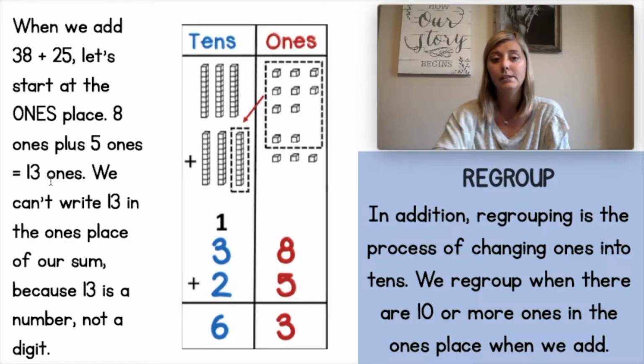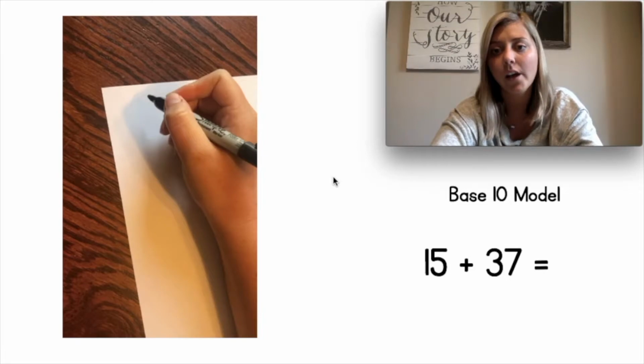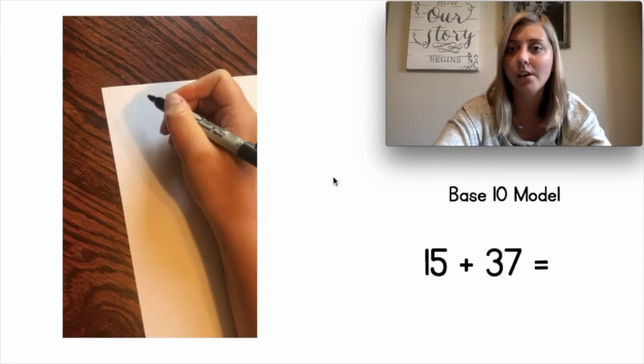So for our first example, we are going to add together two two-digit numbers, 15 plus 37. And the first way I'm going to show you to do this is by using a base 10 model.